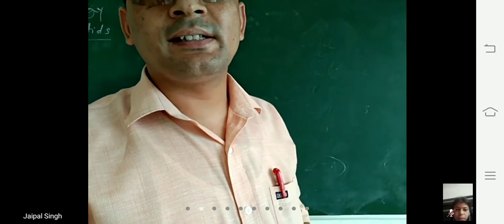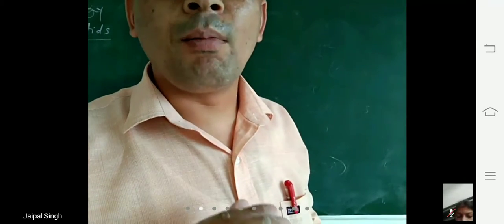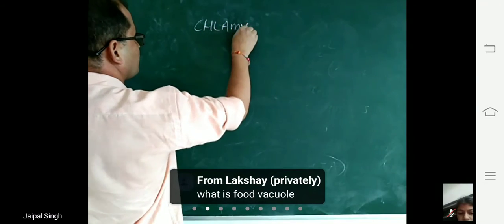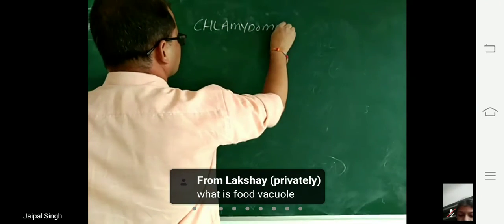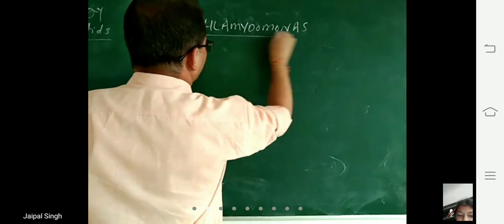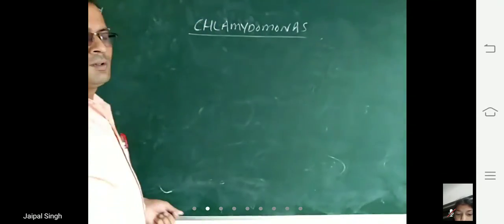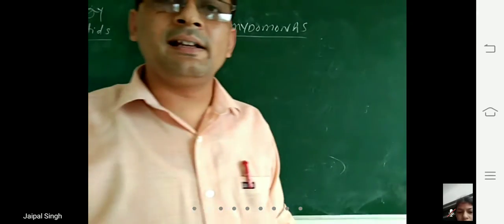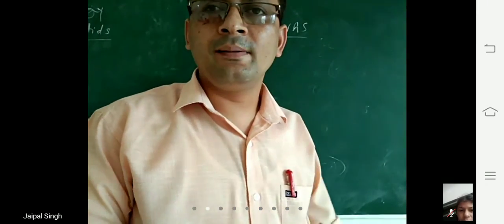Next unicellular organism which we are going to discuss is Chlamydomonas. Okay, beta. Chlamydomonas is a unicellular algae. Okay, unicellular algae.